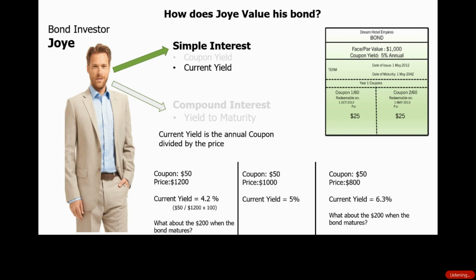So you can see here, if Joey was going to buy this bond, regardless of how much time it was after the initial issue date, there could only be 1 year left on the bond, or there could be 25 years left on the bond.